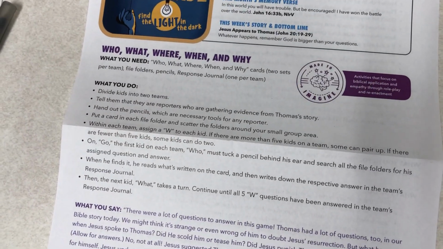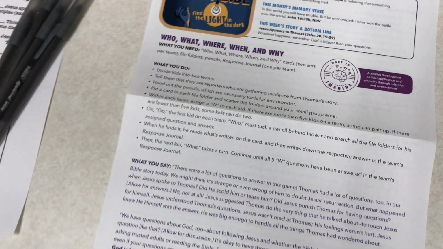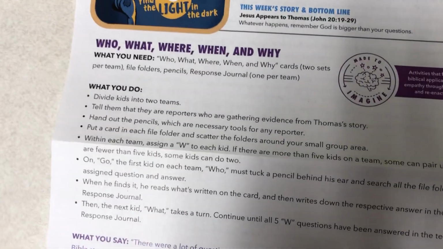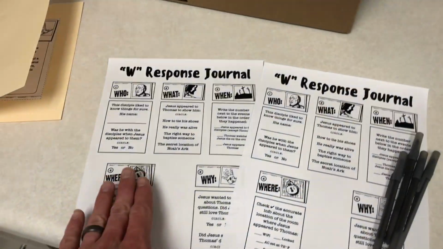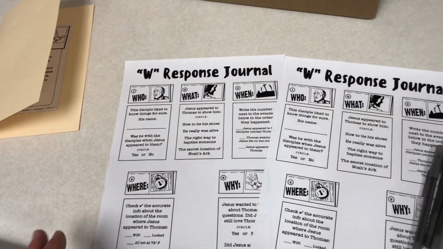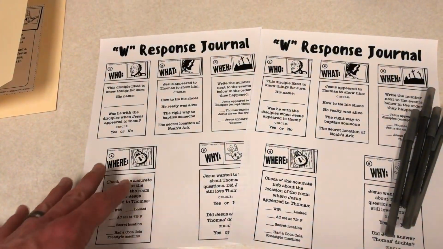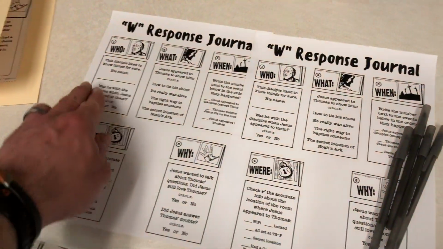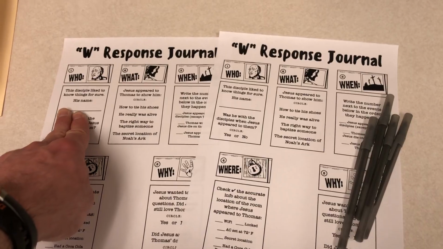So the first one here is who, what, where, when, and why. It's kind of an investigative activity. You're going to divide your group into two teams, and then you're going to give each team a response journal, and then you might give a kid, or if you have more than 5 kids on a team, you could pair kids up, and 2 kids are going to be doing the who.